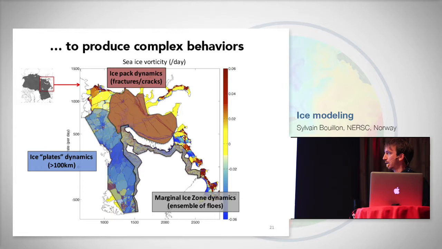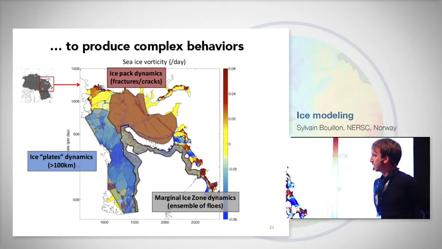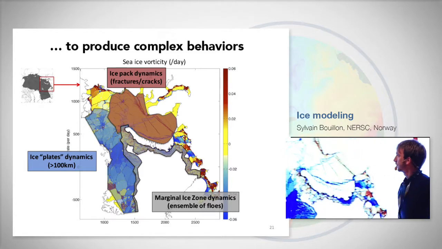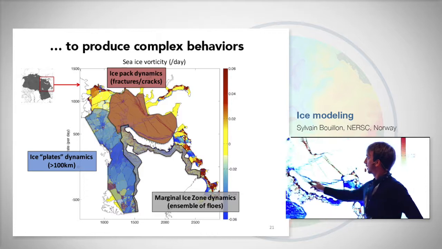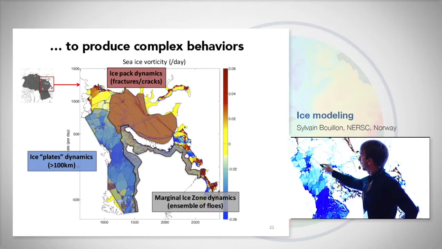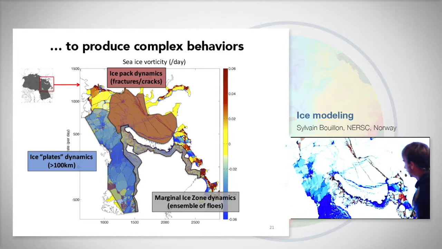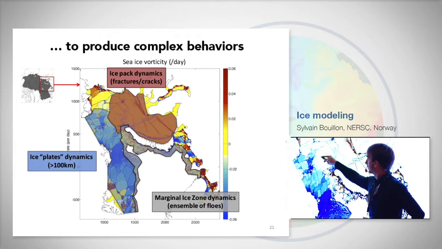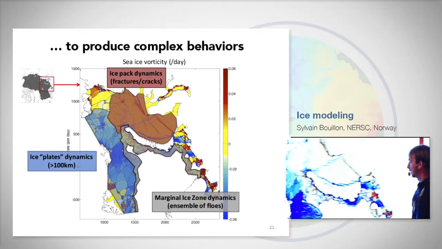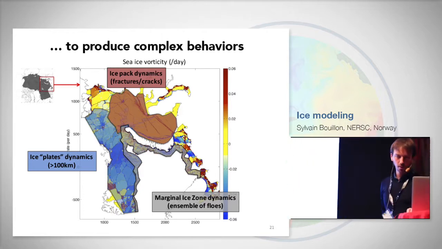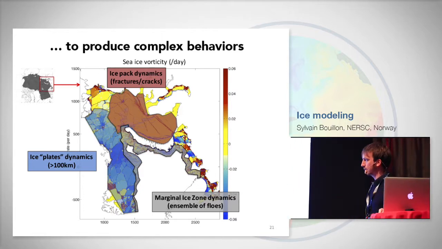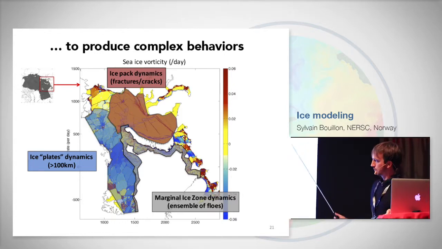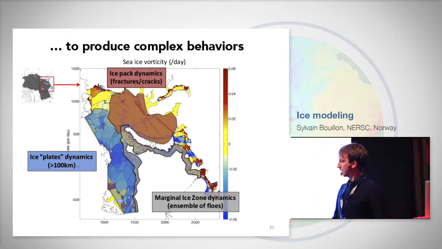When we run this type of model on a realistic setup, for example here, a setup covering the Kara Sea and the Barents Sea, you have Greenland, Spitsbergen, and Russia over here. This is the setup we used with realistic winds and so on. And that's what we get for the vorticity.